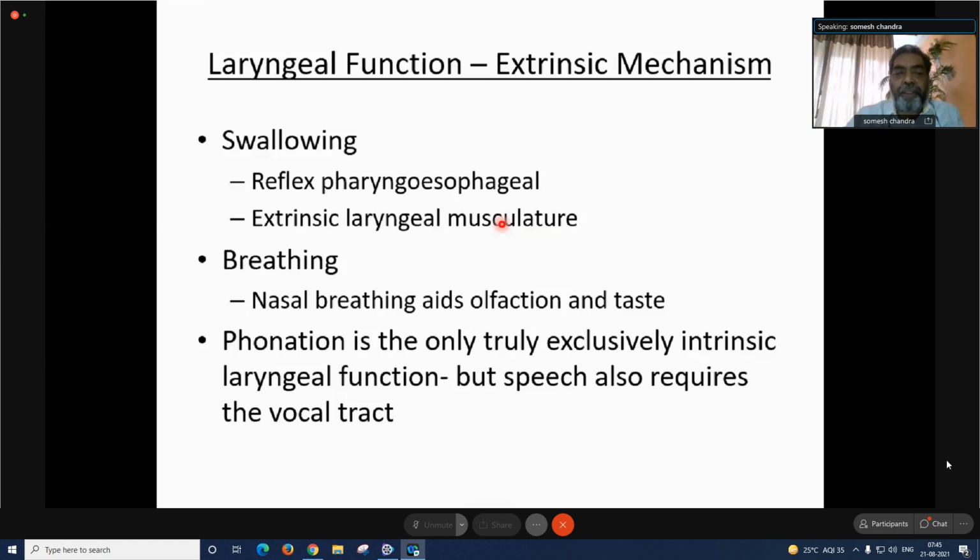Breathing, which comes from the nose, also helps in olfaction and taste. So if we lose nasal breathing, olfaction and taste functions will also get affected. Phonation is therefore the only truly exclusively intrinsic laryngeal function. But speech also requires the vocal tract. So voice can be produced at the glottic or supraglottic level, but speech, which is articulation, resonance, and so many other attributes, requires the vocal tract, which is formed by the pharynx, oropharynx, hypopharynx, and the oral cavity. All of them contribute to speech.